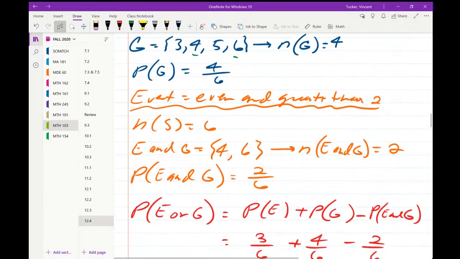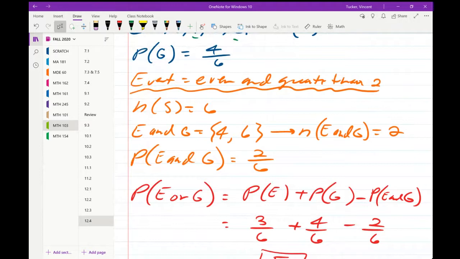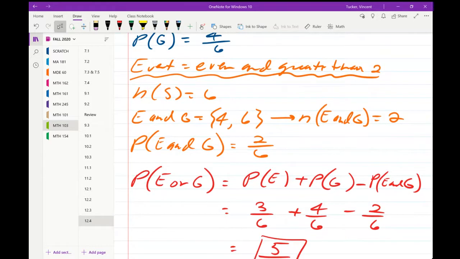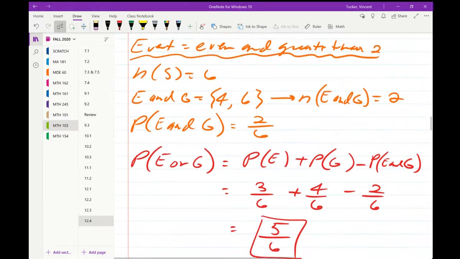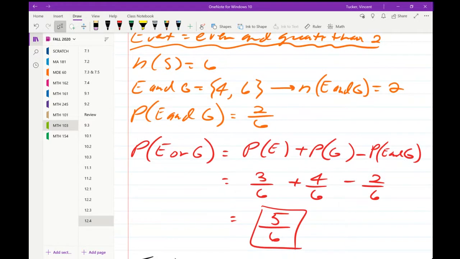And that means now we have all three pieces to be able to complete the formula. So if I want to know the probability of getting E or G, remember E was an even number and G was a number greater than 2, I'll add the probability of E plus the probability of G, and then subtract the probability of them together, and I get 5 over 6 as my final answer.